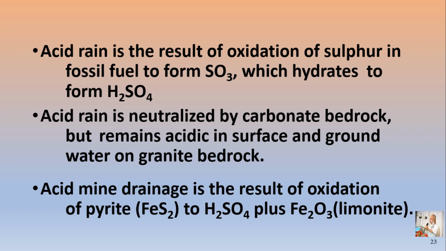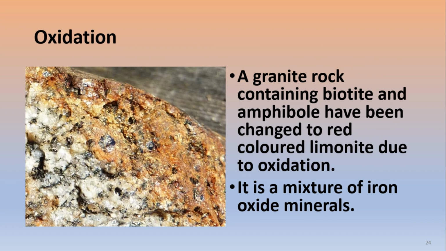Acid rain is neutralized by carbonate bedrocks but remains acidic in surface and groundwater on granite rock. Acid mine drainage is the result of oxidation of pyrites, FeS2 to H2SO4 plus Fe2O3, limonite. So acid mine drainage is because of oxidation of the pyrite, which changes to sulfuric acid and limonite. This is an example of oxidation.